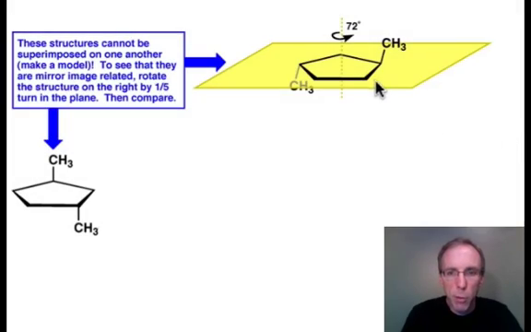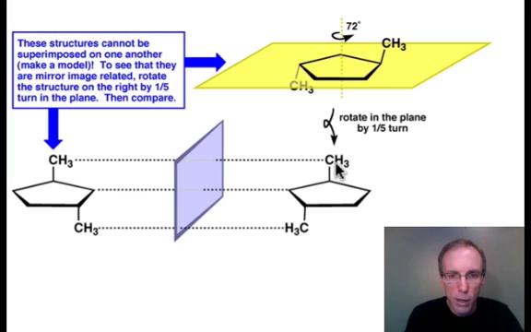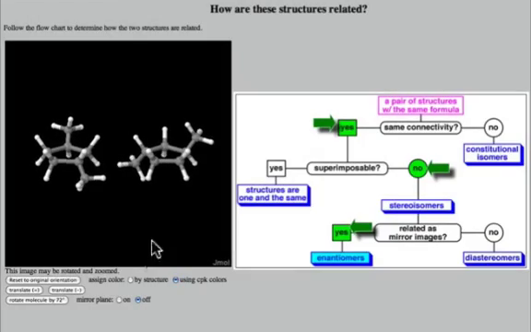In this example, the molecule on the right cannot be superimposed on the molecule on the left. However, when we rotate the molecule on the right by 72 degrees along the axis that's indicated, that's 1/5 of a full turn of a pentagon, that positions the methyl groups so that we can discover a mirror image relationship between the two molecules. This mirror image relationship means that these are enantiomers. Here's what it looks like in 3D.